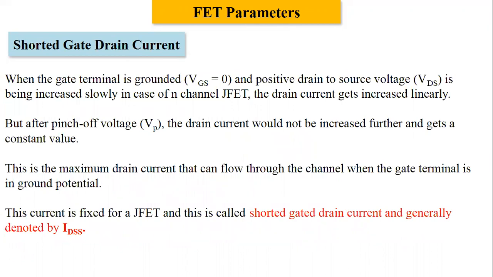Shorted gate drain current, that is IDSS. When we keep VGS equals 0, and we increase the drain to source voltage up to VP, that is the pinch-off voltage. After pinch-off voltage, if we again increase the drain to source voltage, we will get a constant current, right? That constant current is called shorted gate drain current, and it is represented by IDSS. That we already studied.